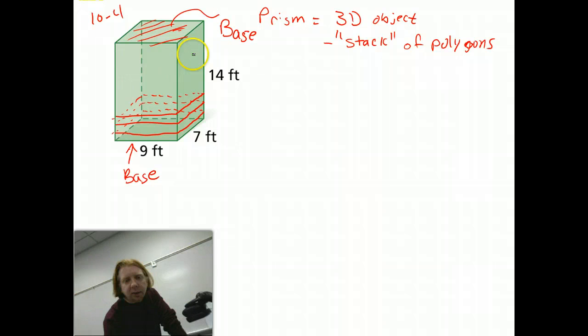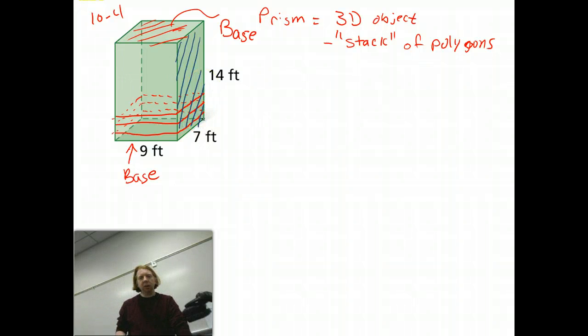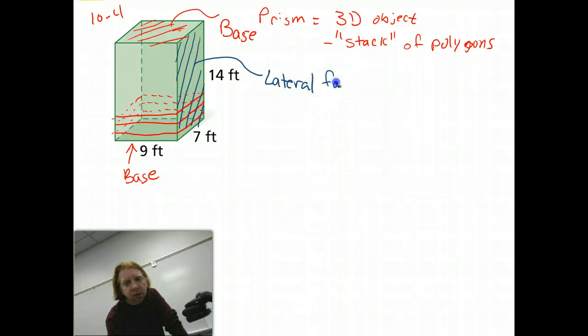The other one we're going to talk a lot about has to do with these surfaces. So I'm going to shade this side right here, that side there in blue. That is one of the 4, in this case, lateral surfaces, or lateral faces. Face with an S.